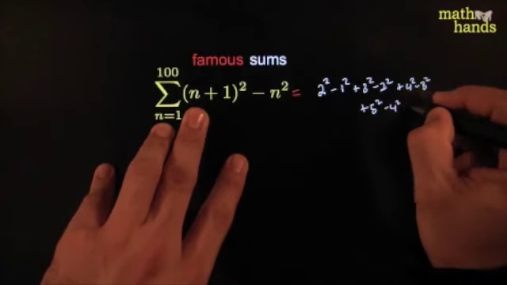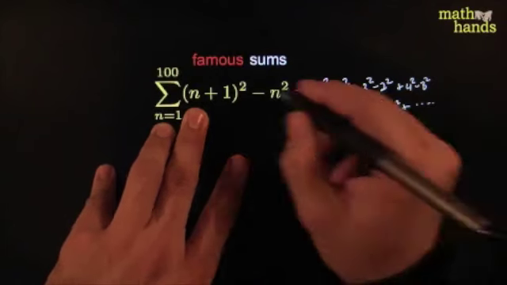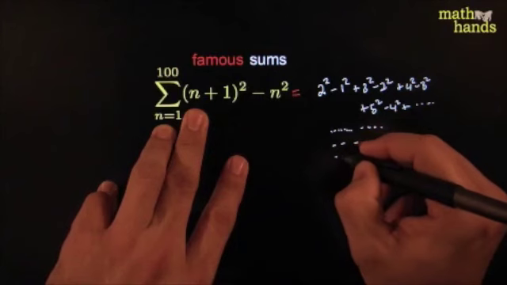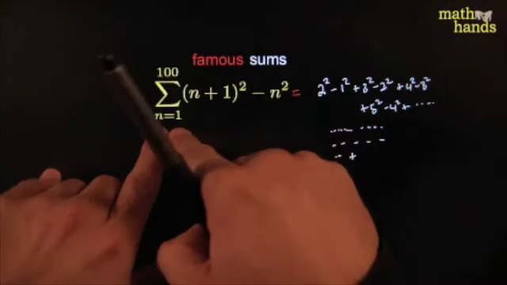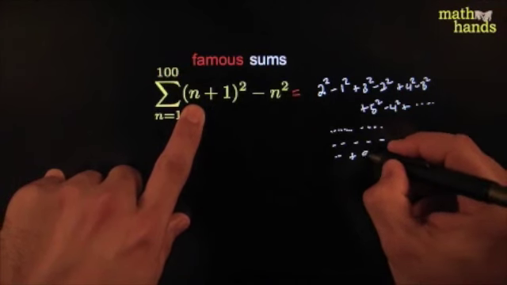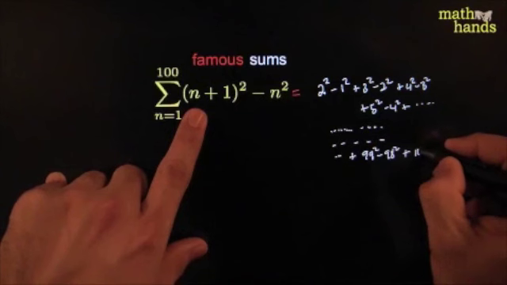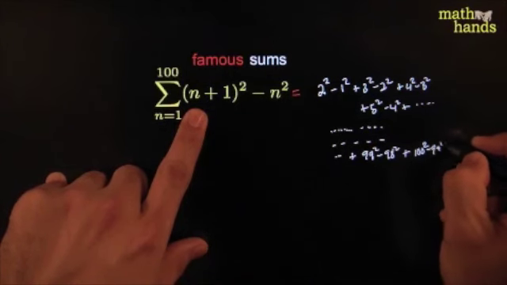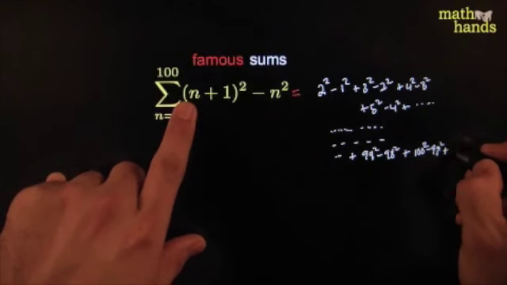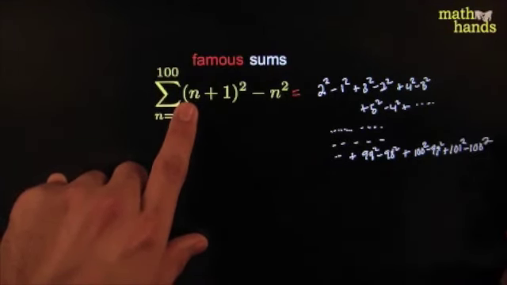I'm not going to write all these 100 of them. Your mind is way too precious for grunt work. I'll just do dot, dot, dot, dot, which means etc., and I'll write the last part. The last part would have been, when n is equal to 98, that would have been 99 squared minus 98 squared, plus, for 99, that would have been 100 squared minus 99 squared, and for 100, that would have been 101 squared minus 100 squared, right?